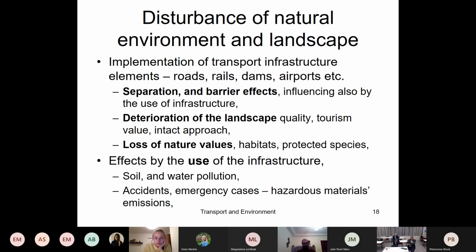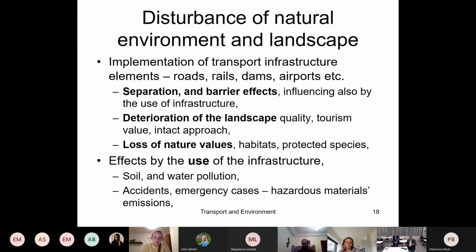One slide from the previous section, which I wanted to emphasize: the disturbance of the natural environmental landscape in connection with transport infrastructure development and maintenance. So this is an important element. Zoltán mentioned your videos from the early periods of transport infrastructure development in Central Eastern Europe. So the separation and barrier effects, the deterioration of the landscape.